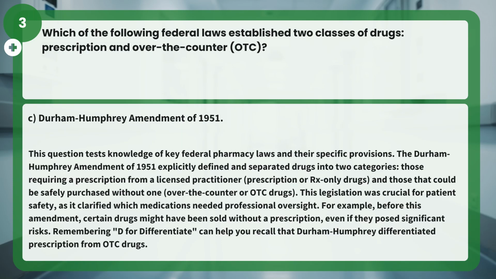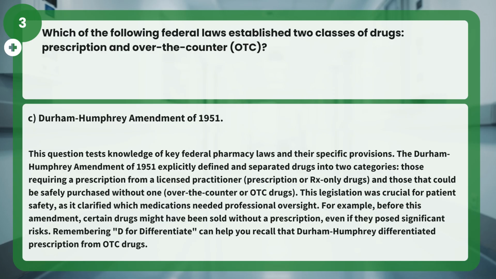Answer: C. Durham-Humphrey Amendment of 1951. This question tests knowledge of key federal pharmacy laws and their specific provisions. The Durham-Humphrey Amendment of 1951 explicitly defined and separated drugs into 2 categories: those requiring a prescription from a licensed practitioner, prescription or Rx-only drugs, and those that could be safely purchased without one, over-the-counter or OTC drugs.